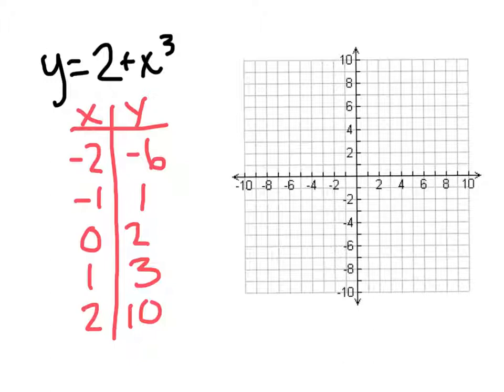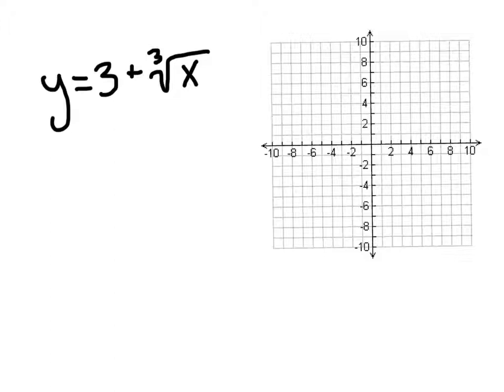And then we're just going to go ahead and graph that. That's going to be a very interesting graph for us. -2, -6, -1, 1, 0, 2, 1, 3, and then 2, 10. And this one is going to look something like that. Okay? And we're just going to label it y equals 2 plus x cubed.